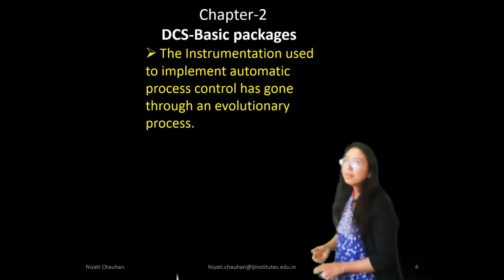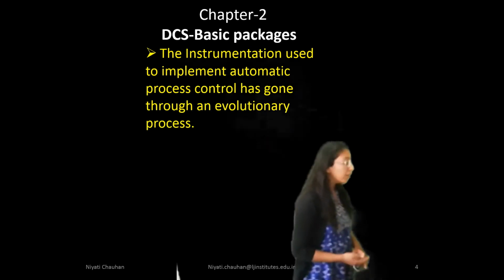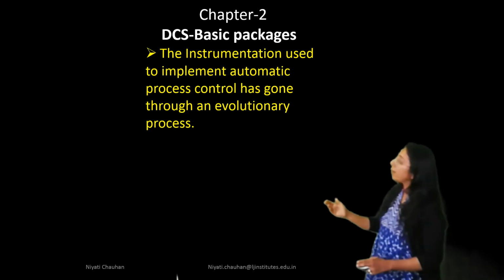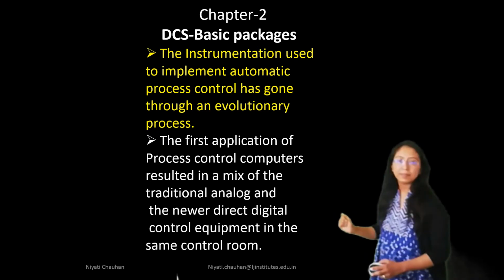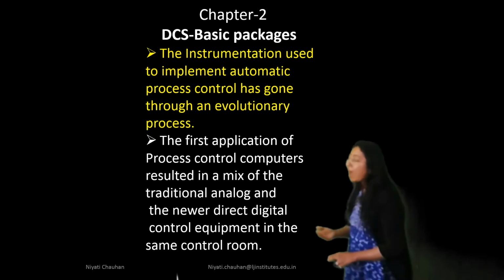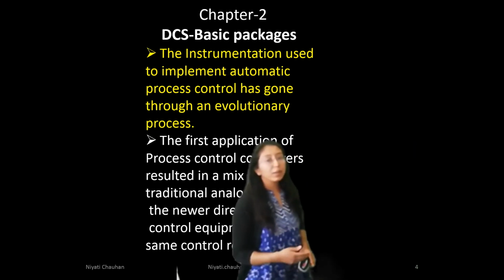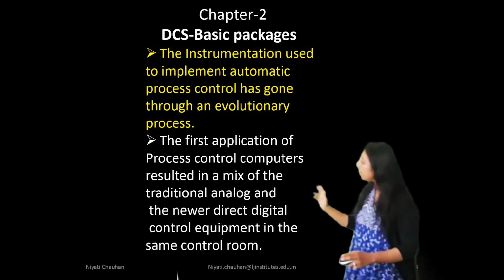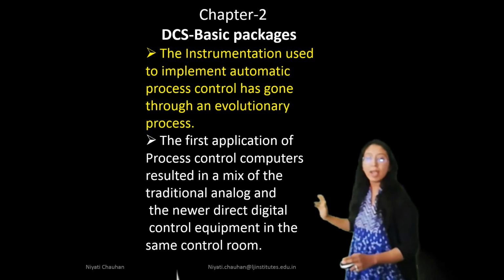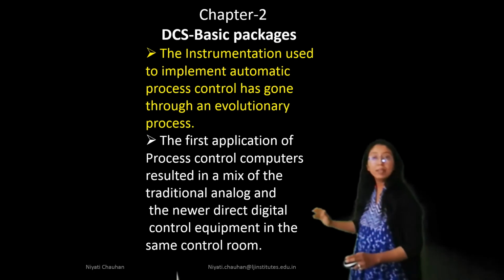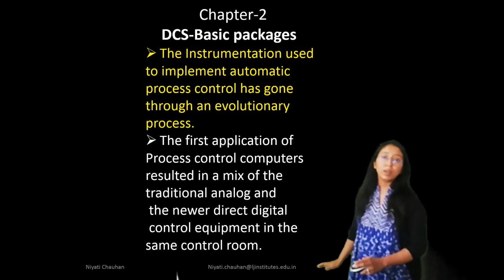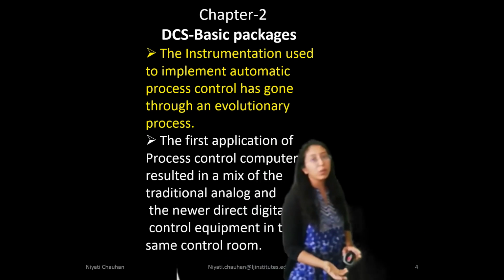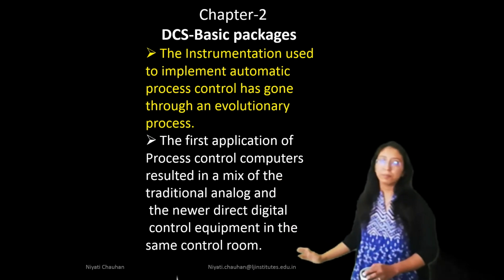The instrumentation used to implement automatic process control has gone through an evolutionary process. The first application of process control computers resulted in a mix of traditional analog and newer direct digital control equipment in the same control room. So here we use analog control and direct digital control in the same control room.